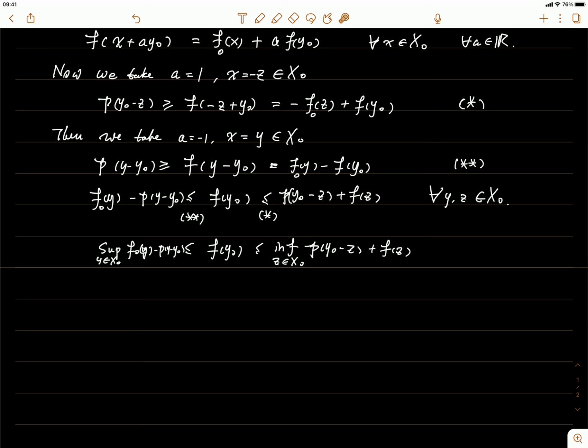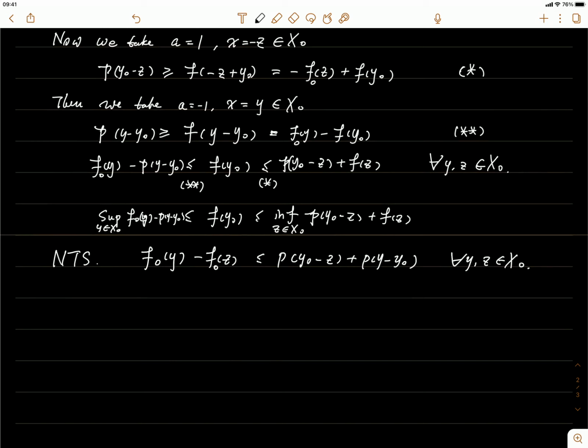let's see, we are going to move this to the left. Okay, so we need to show f naught of y minus f naught of z. This is what happens when I move the f naught of z to the left. And also I will move the p's to the right. I only need to check that this is true for any y and z in x naught. And actually it is true.